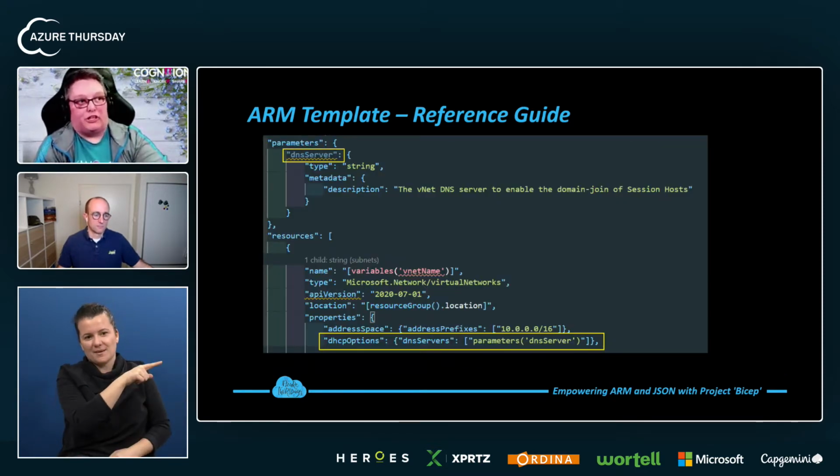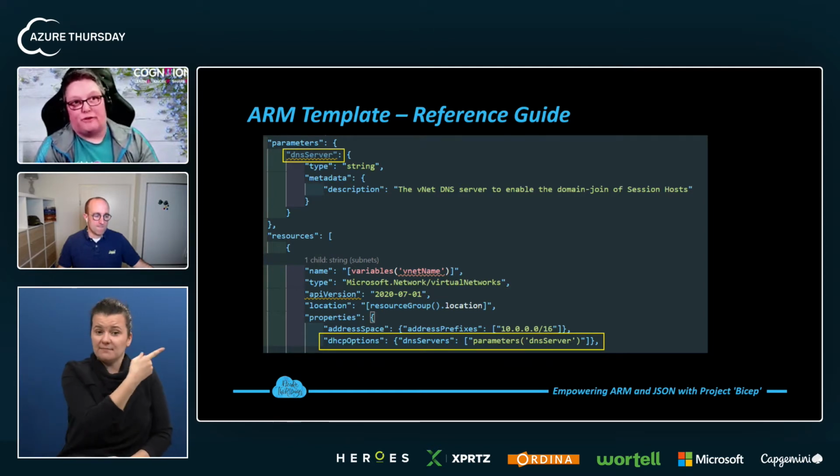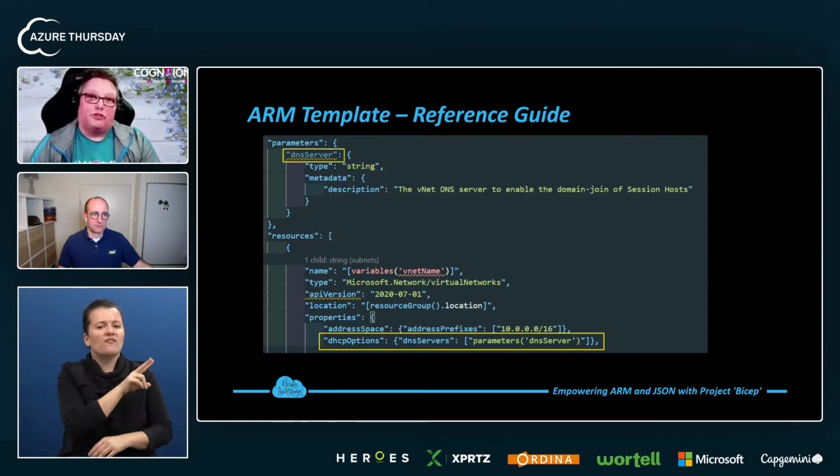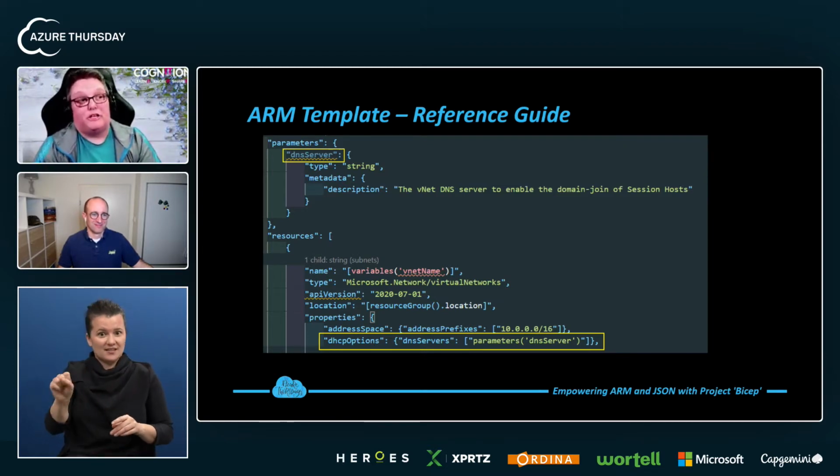And as you see in an example, this is just a quick way for me to add a DNS server registration to my VNet, which is one of the prerequisites for deploying a WVD environment.